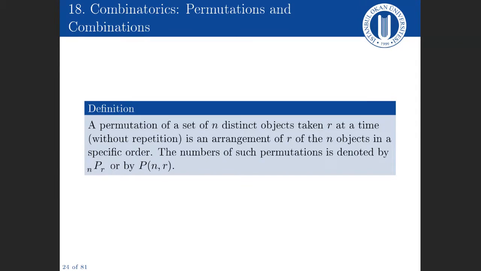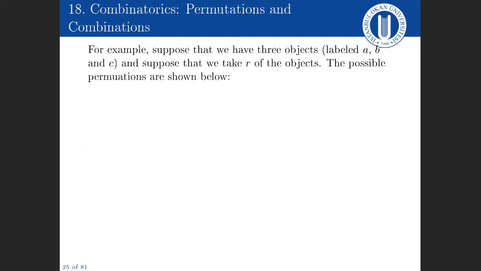A permutation of n distinct objects, of which we only take r of them. In the previous example, I had 4 pictures, but I only took 2 of them. Without repetition, not repeating the same object, is an arrangement of r of the n objects in a specific order. The notation for the number of permutations of r objects chosen from a total of n objects is nPr. And we have a formula for nPr, which I will get to shortly.